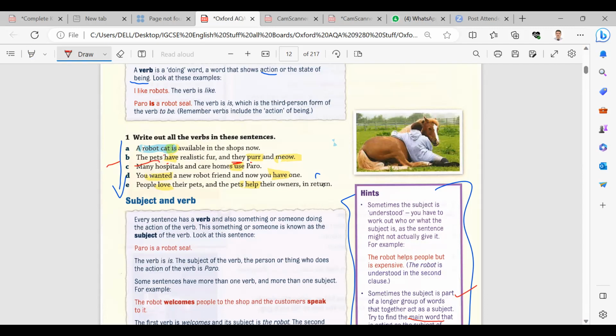No. The subject, yeah, Akram. The subject must be a noun or pronoun. A noun like the pets, or a pronoun like they. So the subject here is they, and they refers to the pets. You can say they, or you can say the pets. Right? Yes, what about the next one?